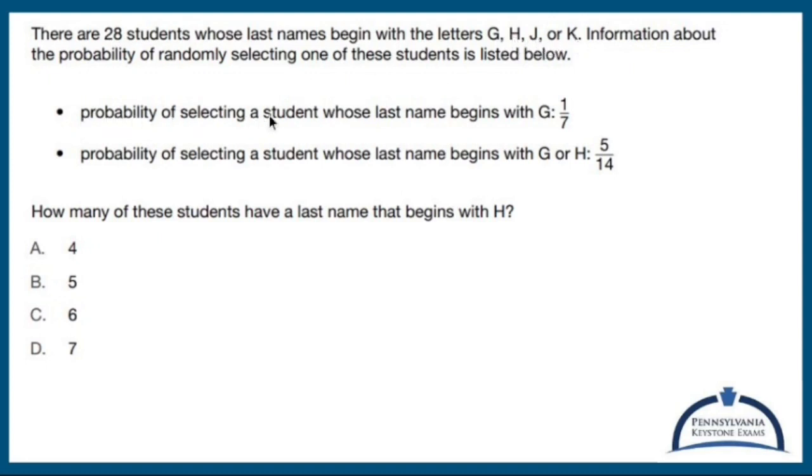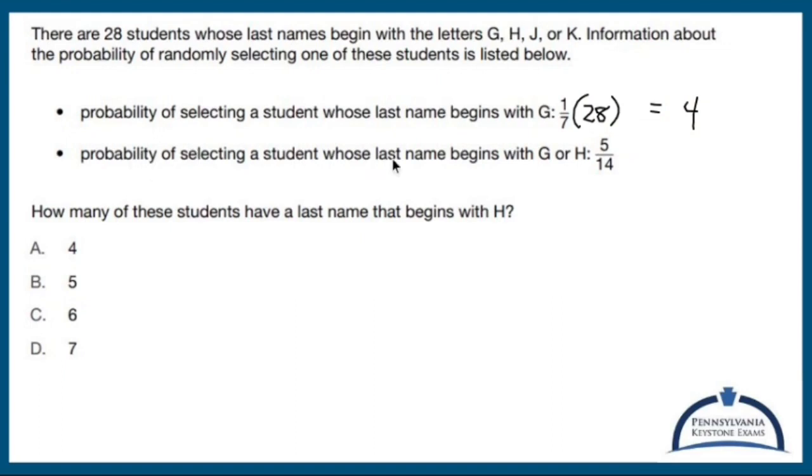The probability of selecting a student whose last name begins with G is 1 out of 7. What does that mean? Well, if there are 28 students in this category, and 1 out of 7 is a G, 1/7 times 28 means 4 kids have a last name that starts with a G.